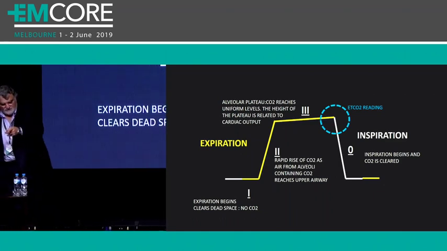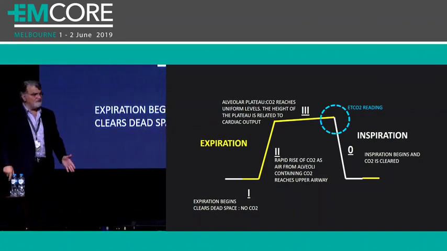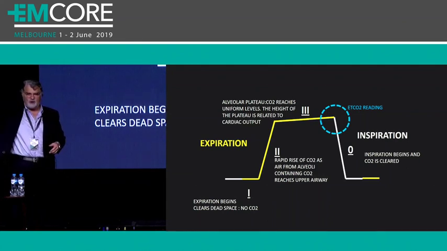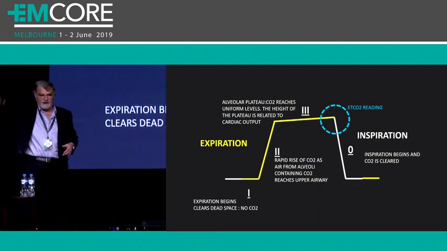What happens then is you start to go down the inspiration, and so the end-tidal CO2 drops significantly. And that's the sort of waveform we want to be looking at. We want to maintain the alveolar plateau because there's a constant amount of CO2 coming out. We're going to have a rise, constant, and down.